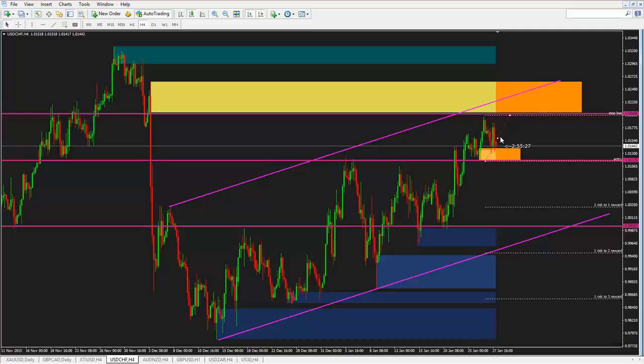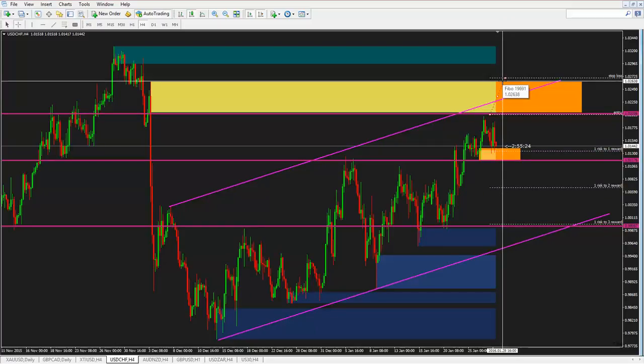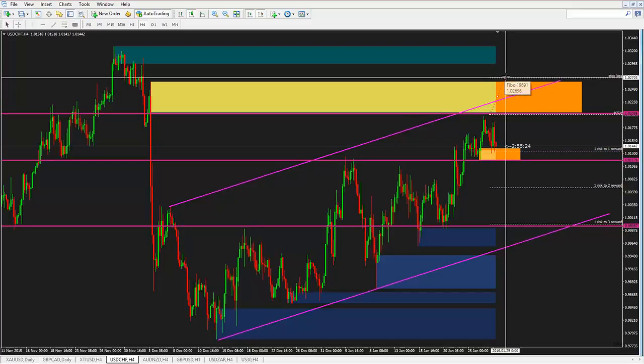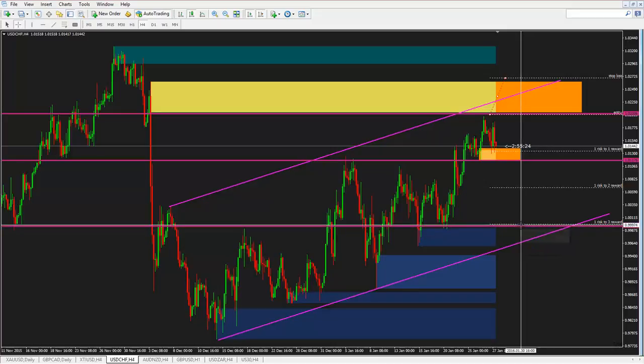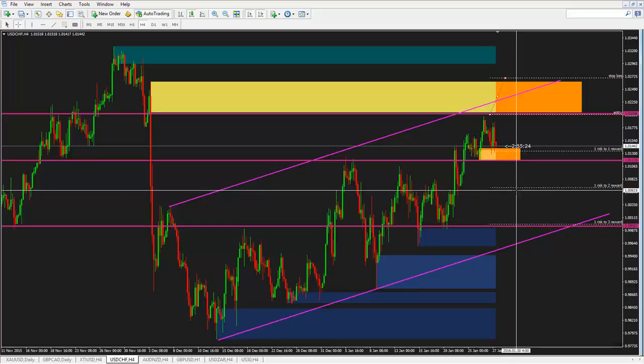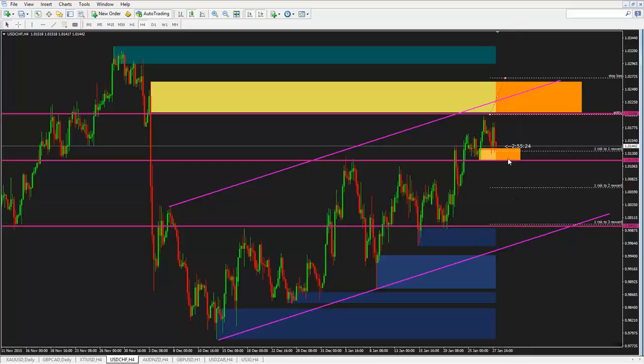Okay, if price does get up into these 1.0203 areas again, it means I can get my stop above the actual real supply level and go for two reward, maybe even three reward to one risk. Okay.